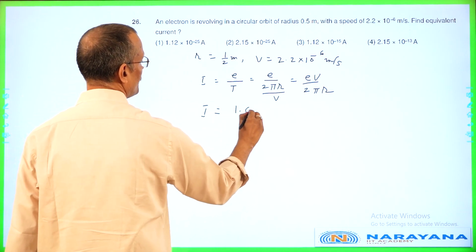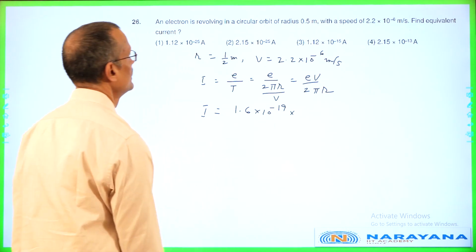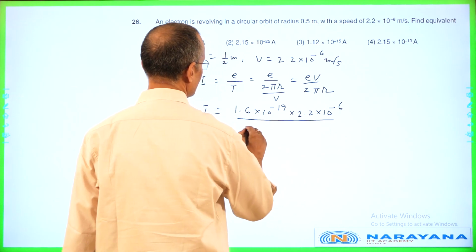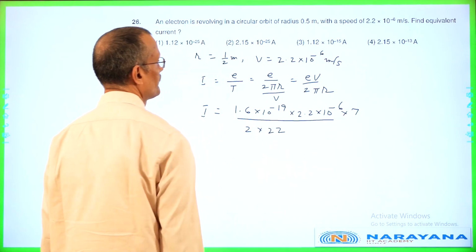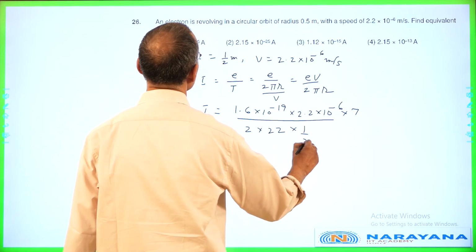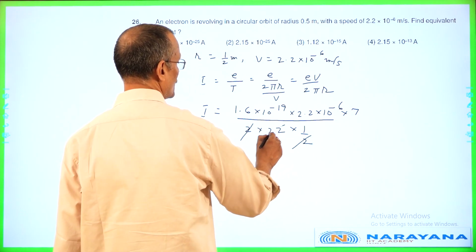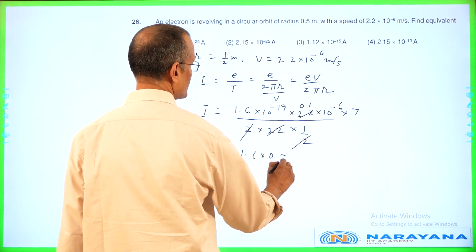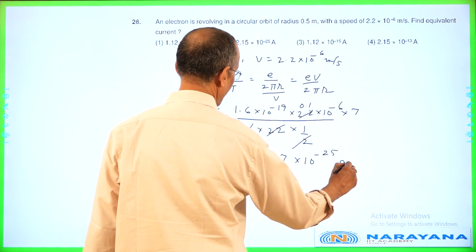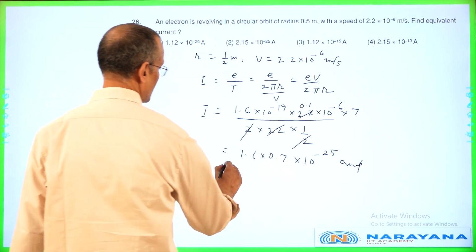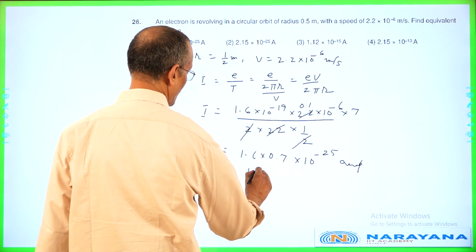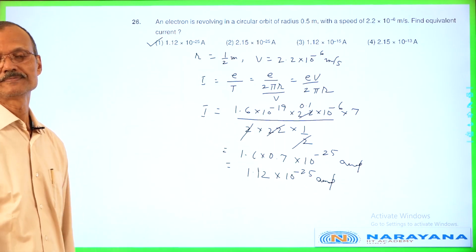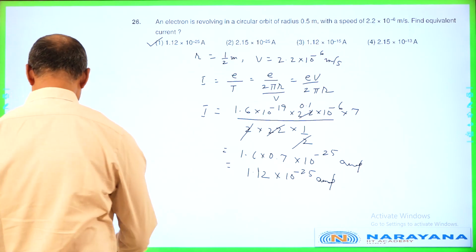I will be equal to E, 1.6 into 10 to the power minus 19. V they have given you 2.2 into 10 to the power minus 6 by 2, 22 by 7, 7 take it up, and r is 1 by 2.5 meter, 2 cancel, 22 this will become 0.1. So you will have 1.6 into 0.7 into 10 to the power minus 25 ampere. So, it is 1.12 into 10 to the power minus 25 ampere. Your answer is number 1. Did you understand this clearly? Now, let us move to next question.